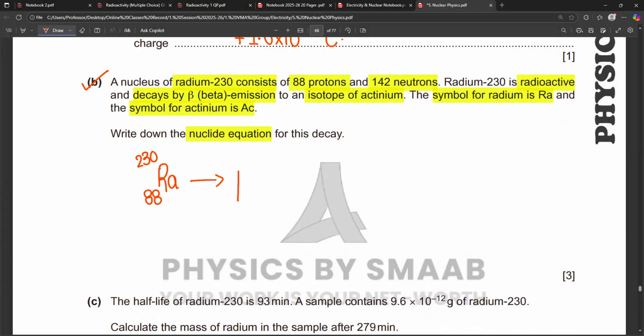So we have beta, -1, 0, to an isotope of actinium, and the symbol of actinium is Ac, Ac, 89, 230. Correct?